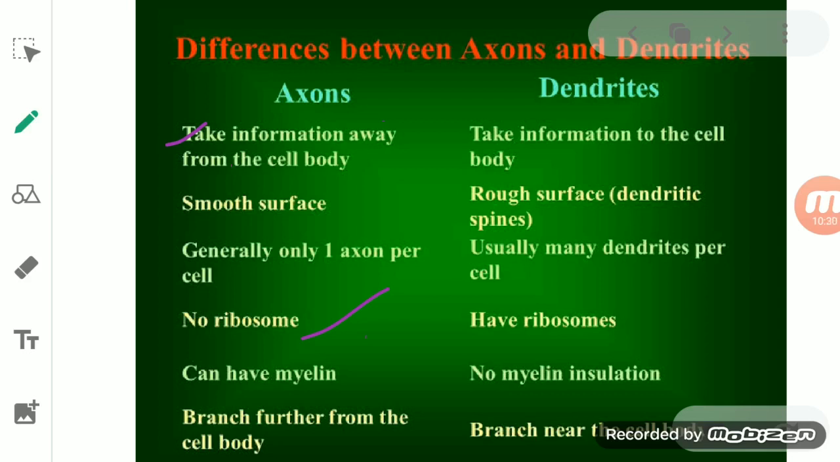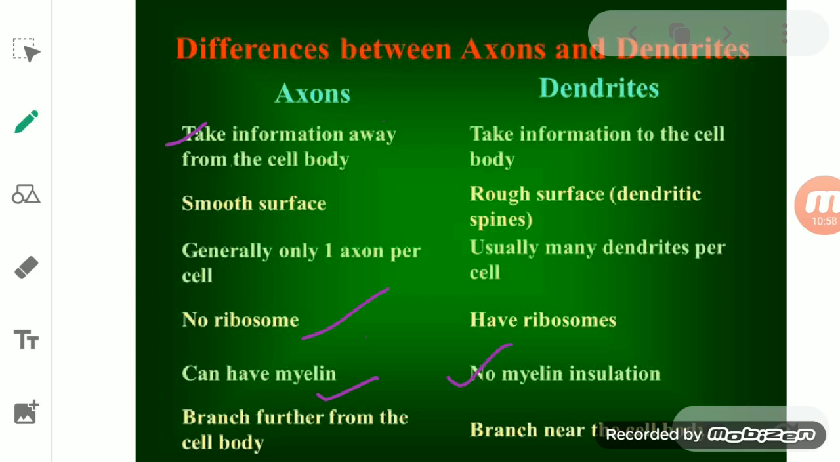Next one, the axon has a myelin sheath. So it is always covered with a sheath, which is like the medullary sheath. But in the case of a dendrite, there is no sheath present on it. So we can say that the sheath is absent on the dendrite. So no myelin insulation is there in the case of dendrites.